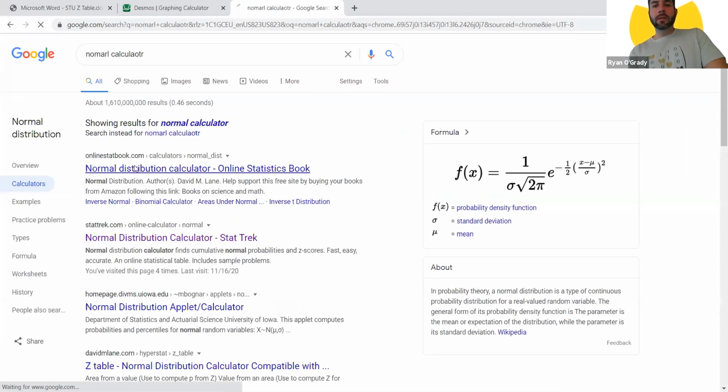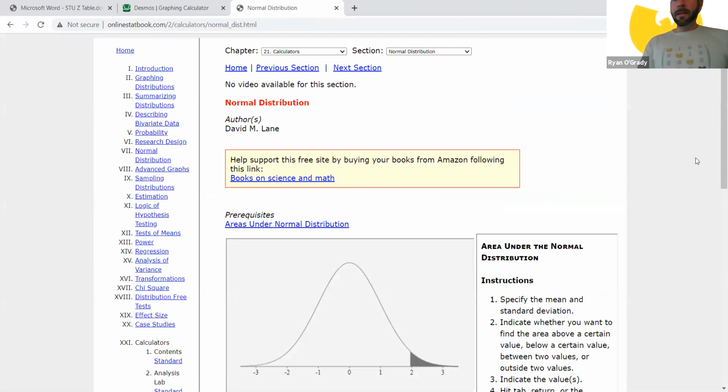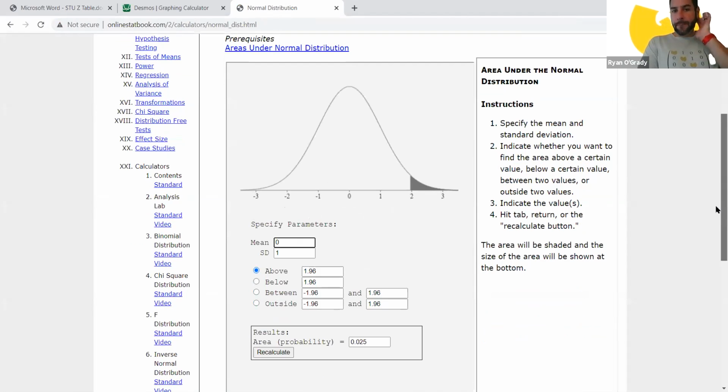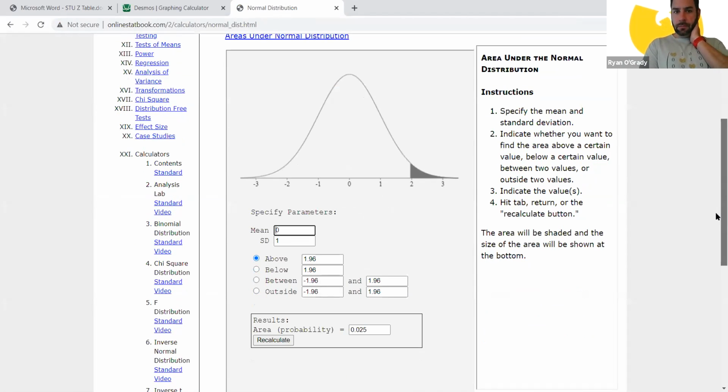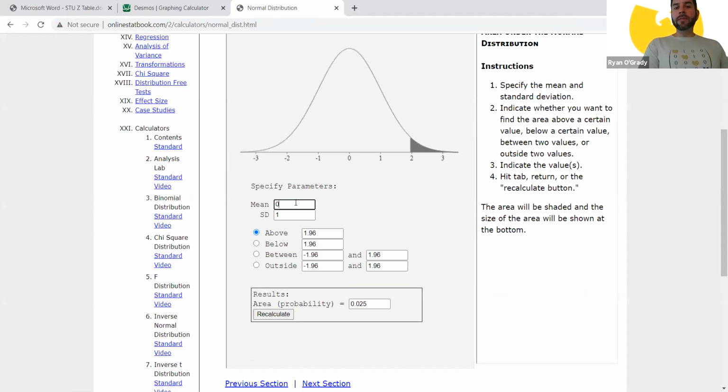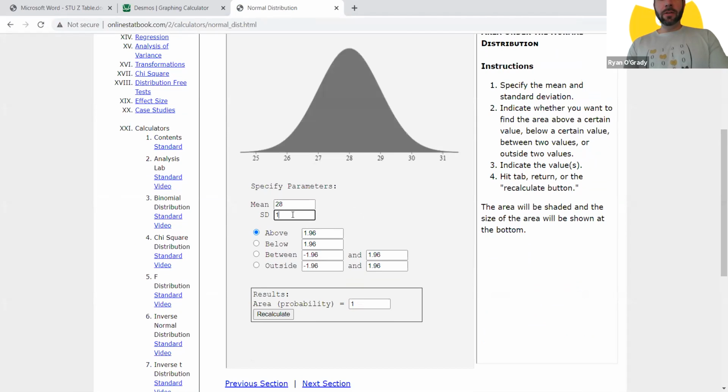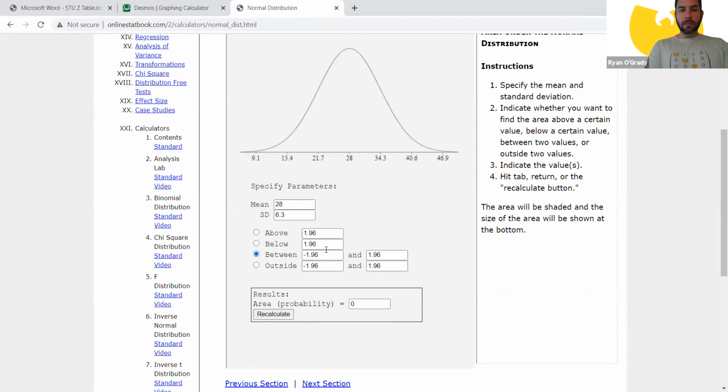You don't even have to spell it right. See, it just knows exactly what we're doing here. So here's another calculator. Now here it even lets us specify our parameters. What was our parameter? 28. What was our standard deviation? 6 point, was it 3 or 8? I forget already. 3. And then we'd like to know what was between two things. What were we wanted to be between? We wanted to be between 23 and 27.